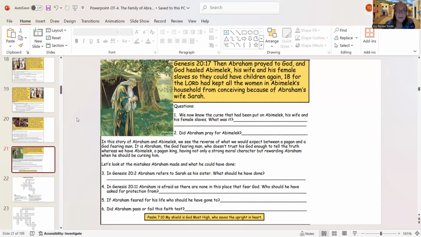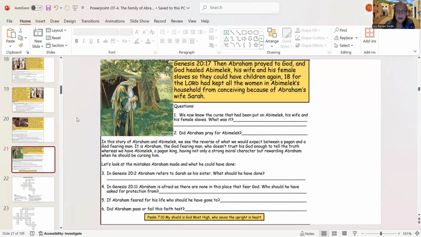In the story of Abraham and Abimelek, we see the reverse of what we would expect between a pagan and a God-fearing man. It is Abraham, the God-fearing man, who doesn't trust his God enough to tell the truth, whereas we have Abimelek, pagan king, having not only a strong moral character, but rewarding Abraham when he should be cursing him. Let's look at the mistakes Abraham made and what he could have done.